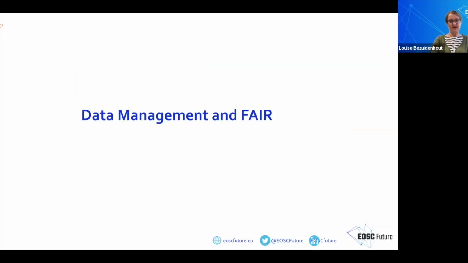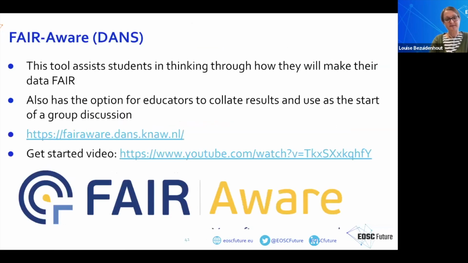In terms of data management and FAIR data, there are a number of different tools. So FAIR Aware was a tool created during the FAIRsFAIR project, which is now hosted by my organization, DANS. It's a checklist tool that assists students in thinking through how they will make their data FAIR. Usefully, it also has an option for educators to collate the results and use it as a start for group activities. So you can collate all the results and say, hey, I see that everyone is struggling with interoperability and FAIR. Let's have a discussion on that.